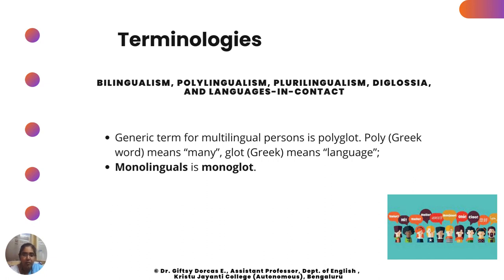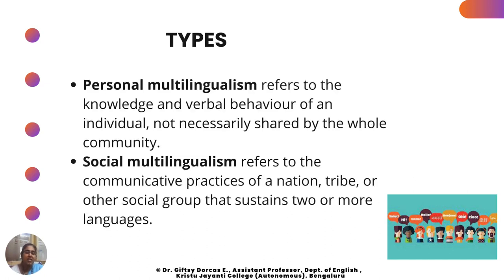So the types of multilingualism are personal multilingualism and social multilingualism. Personal multilingualism refers to the knowledge and verbal behavior of an individual and it's not shared by the community, whereas social multilingualism is where the entire nation or society or group practices speaking more than one language, and this is usually for the sustenance of those languages.